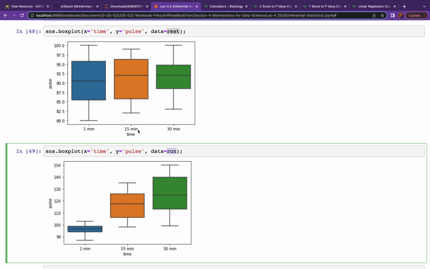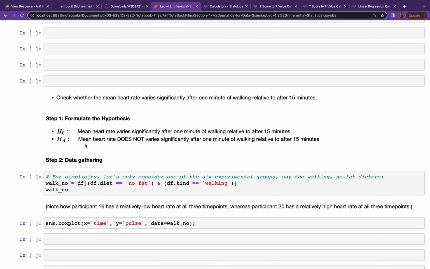We need to check whether the mean heart rate varies significantly after 1 minute of walking relative to 15 minutes of walking. Let me check this out. Let me formulate the null hypothesis. The null hypothesis is that the mean heart rate does not vary significantly after 1 minute of walking relative to 15 minutes. And naturally, the alternative hypothesis says that it does change.